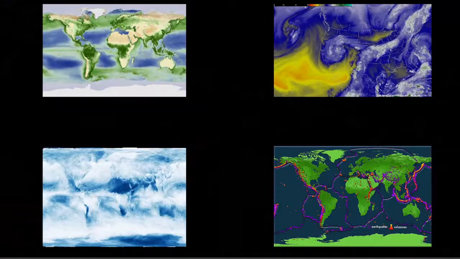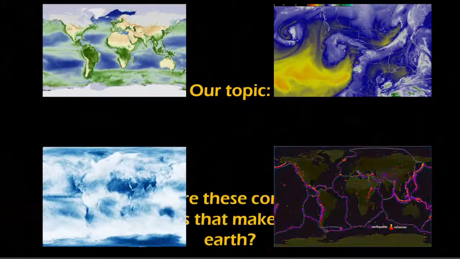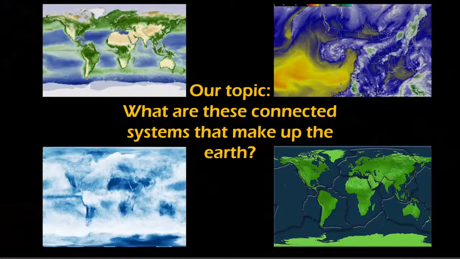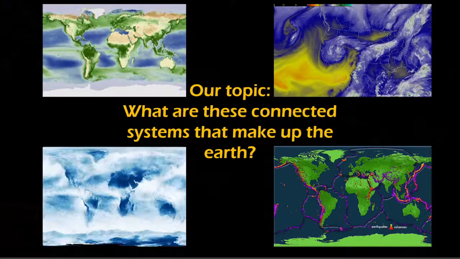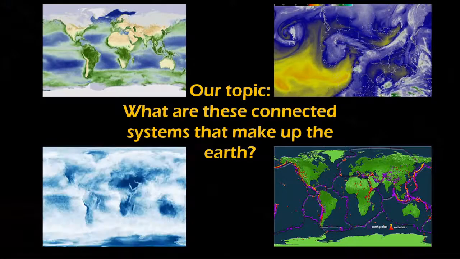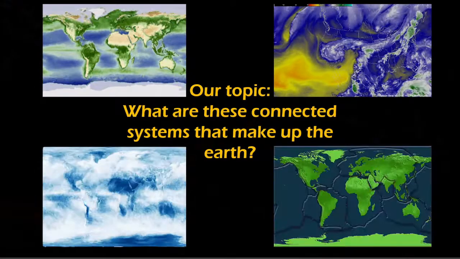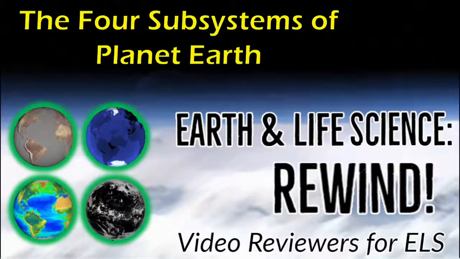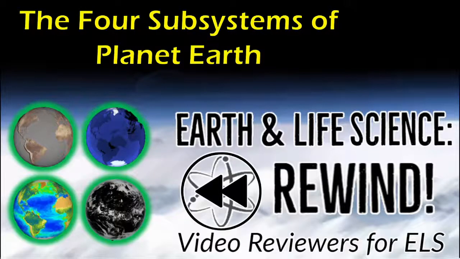Our topic explores how connected these systems are and how they affect each other and shape the phenomena occurring in this planet, making Earth a seemingly alive planet with all its tiny moving parts. This is Earth and Life Science Rewind, and welcome to the second episode, the four subsystems of planet Earth.